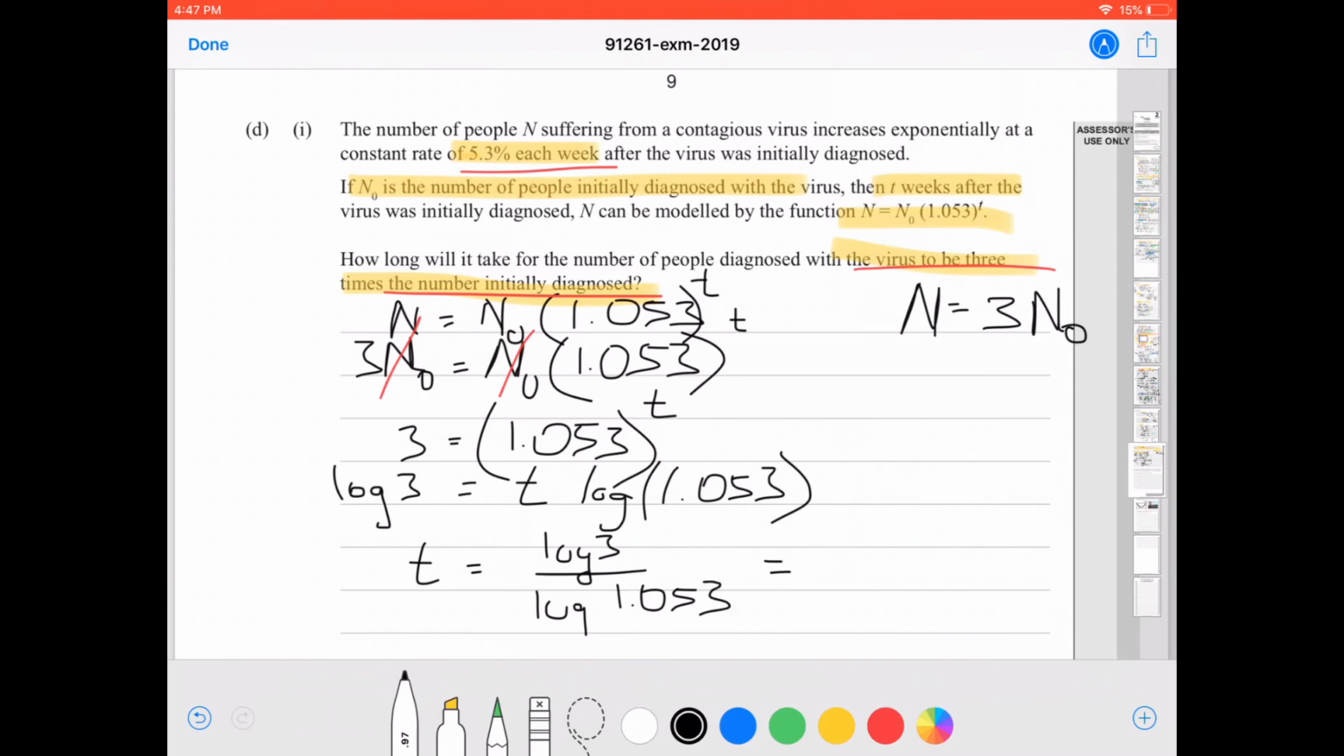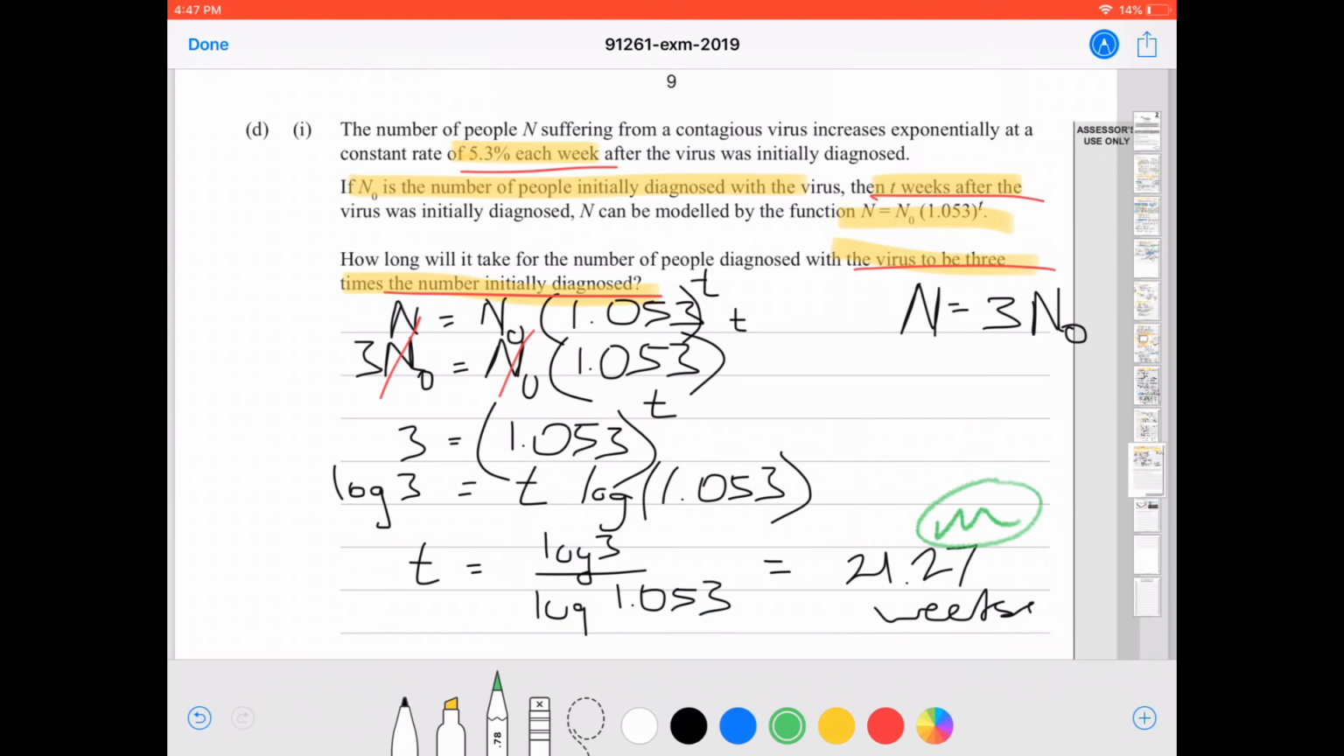So we can go ahead and calculate this. We've got log 3 over log of 1.053, and that comes out as 21.27. So just looking at the context of the question, T is weeks after the virus was initially diagnosed. And so here our answer is 21.27 weeks is what we're looking for, and this gets you a merit grade.